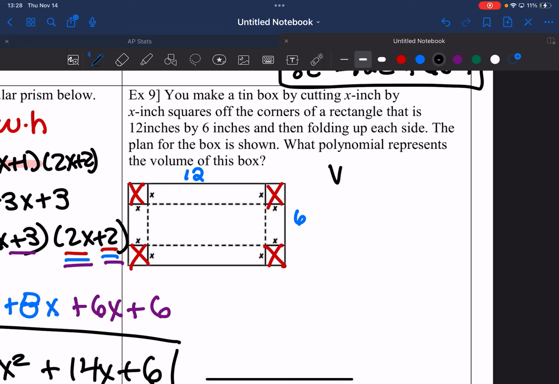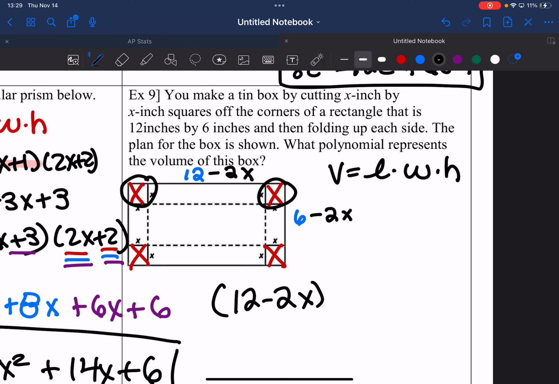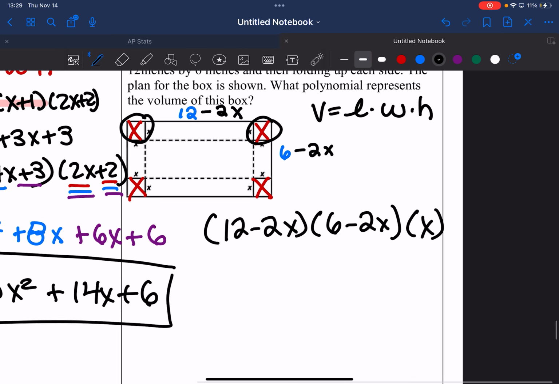We know volume is equal to length times width times height. We have the length and width, but we first need to subtract the corners off of each. Notice each of them have 2 corners. So if I'm subtracting 2 corners, each corner is x, so minus 2x. Same with the 6 minus 2x. So I have 12 minus 2x times 6 minus 2x. And then lastly, my height, if I fold the side up, that side is only going to be x inches tall.